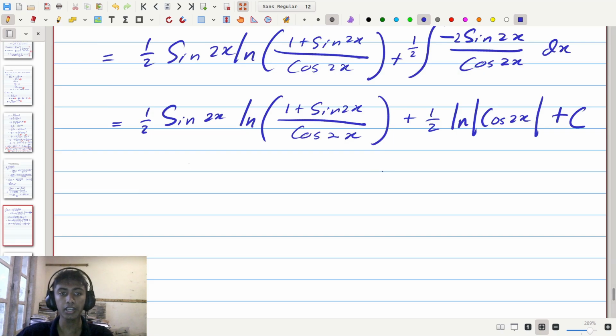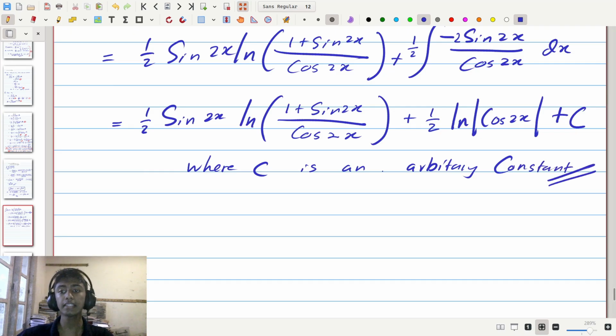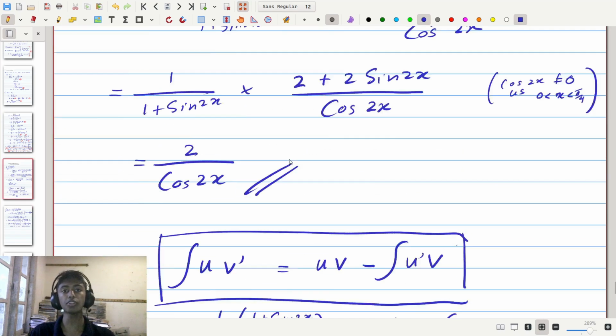So we have to say additionally where c is an arbitrary constant. And that is going to be the end of the answers for this particular question.